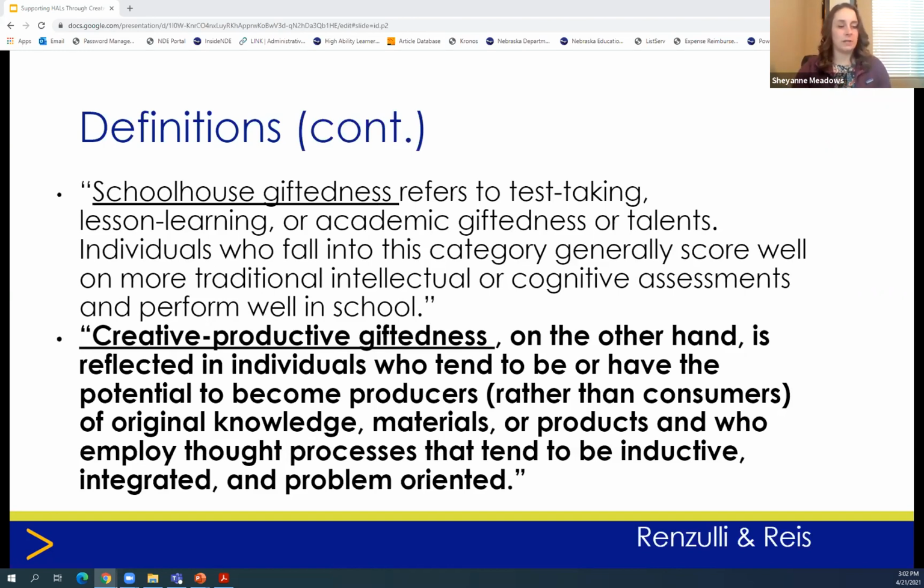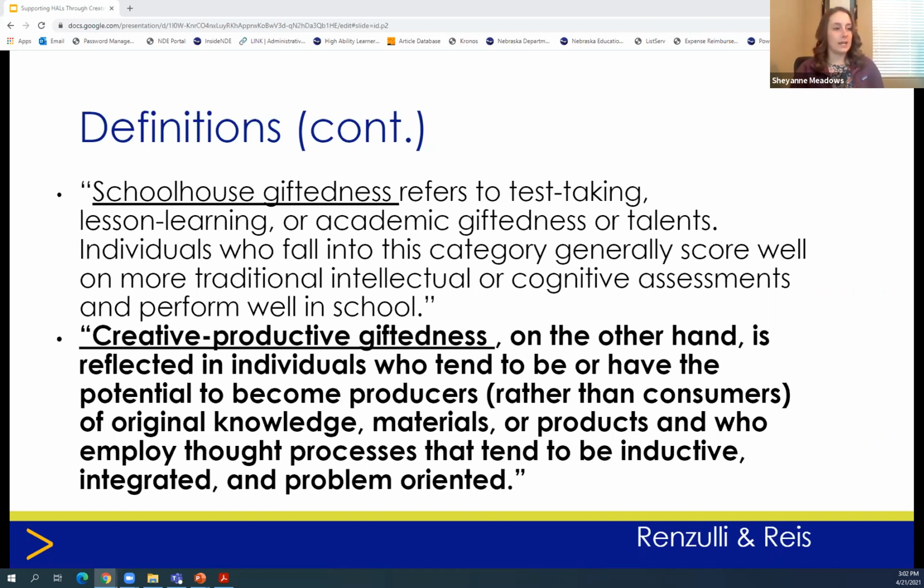Another definition of creativity, which I think is really great, is from Joe Renzulli and Sally Reis. They break down this dichotomy of schoolhouse giftedness and creative productive giftedness. So when we look at the definition of schoolhouse giftedness, we see that more classic idea of what gifted students are. So the students that are great at test taking, they've got good grades, they're academically above their peers, they are generally scoring well on cognitive assessments and score well on more traditional assessments in school.